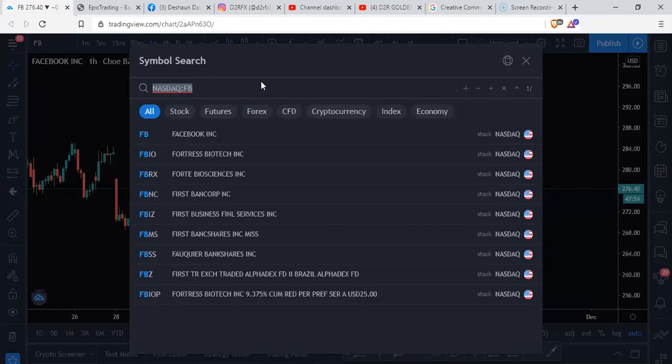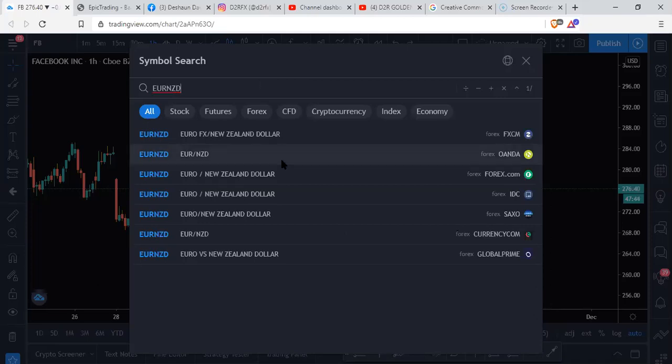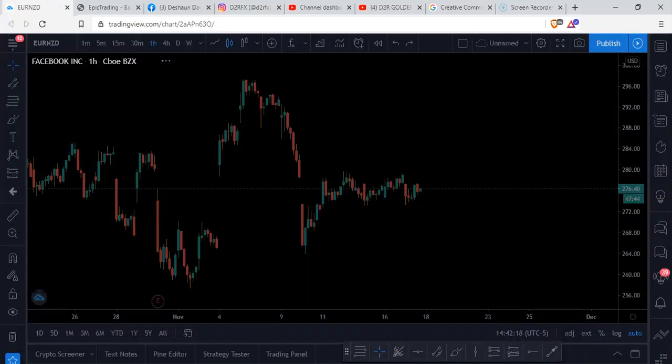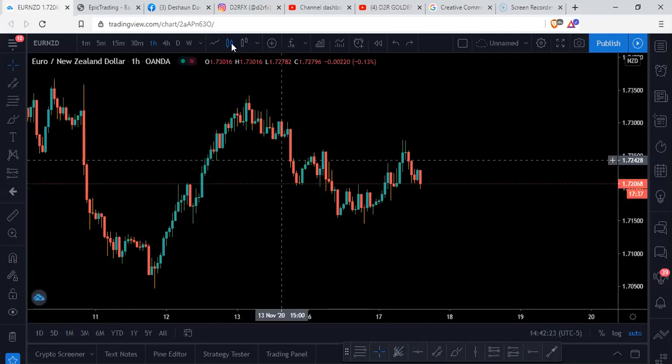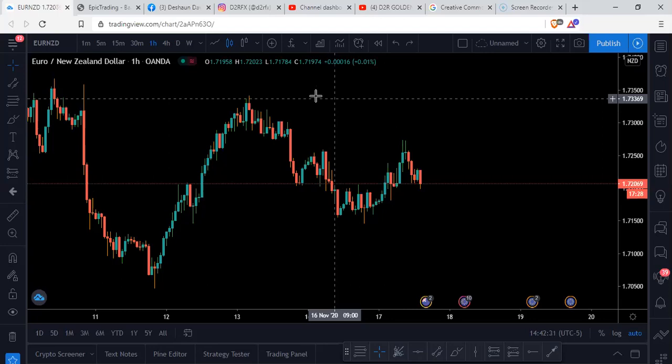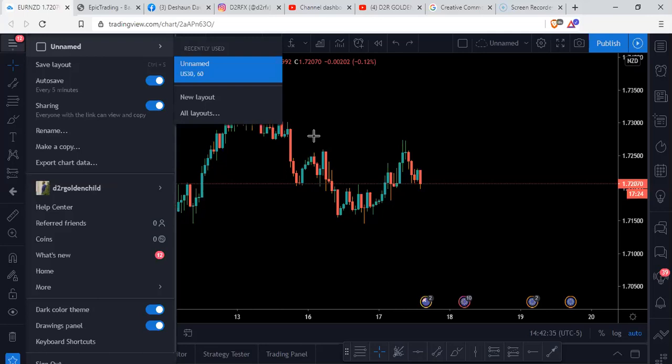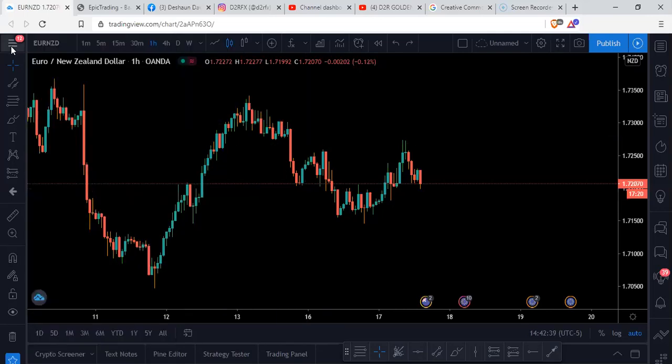We're going to do Euro NZD. I already have a chart marked up. If you're not familiar with TradingView, this is TradingView, which I feel is the best platform to mark your charts up on. If you know anything better, comment below and let me know what you're using.